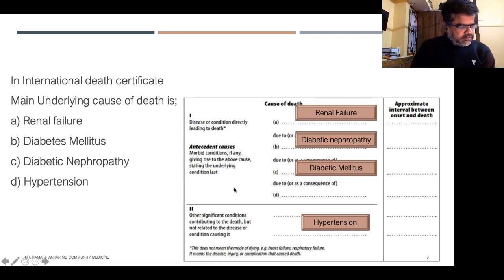Okay, let's not waste time. If you get this type of question where you have 1A, 1B, 1C, 1D filled, now for you students, this is what is written on the death certificate also. Renal failure is the direct leading cause of the death. Okay. Now I think Dharmender has answered correctly. He is saying the main underlying cause is diabetes mellitus.